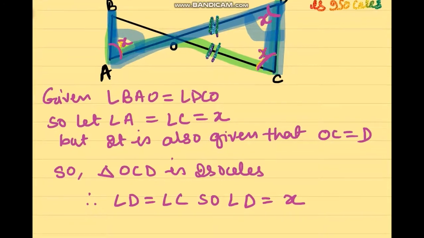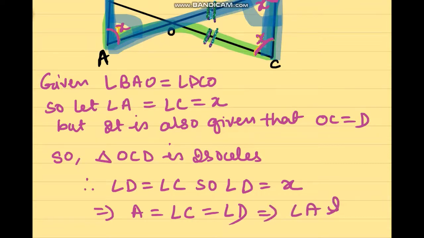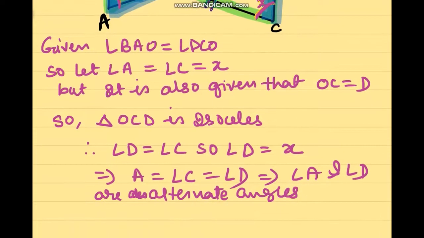Now see, this implies angle A equal to angle C equal to angle D. So this says that angle A and angle D are also alternate angles. So AB parallel CD.